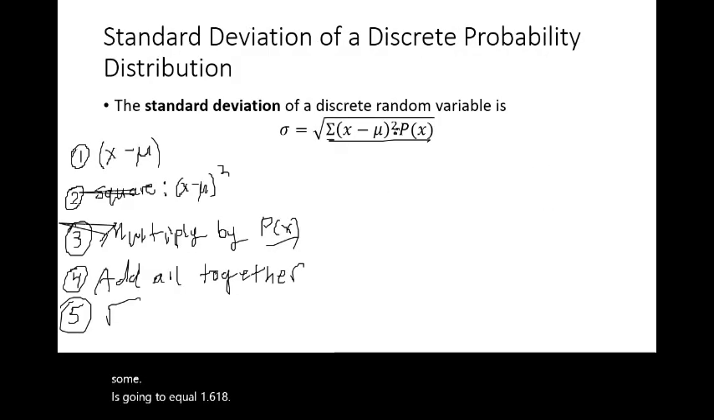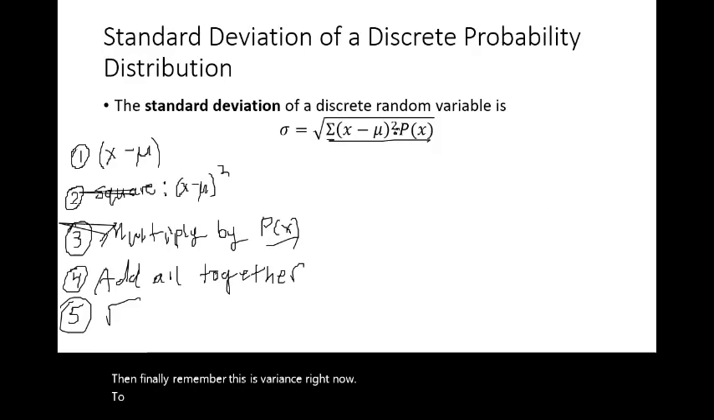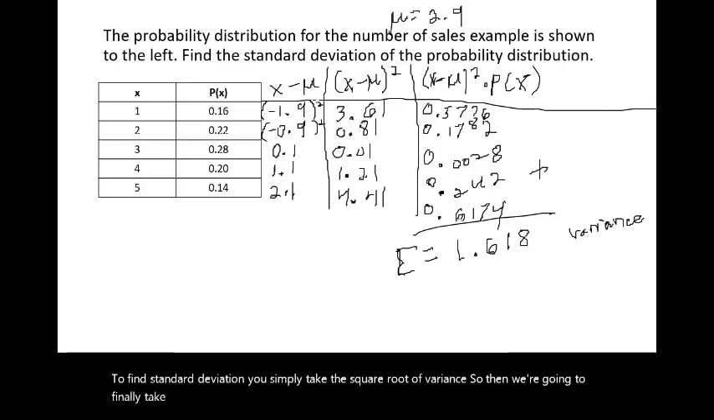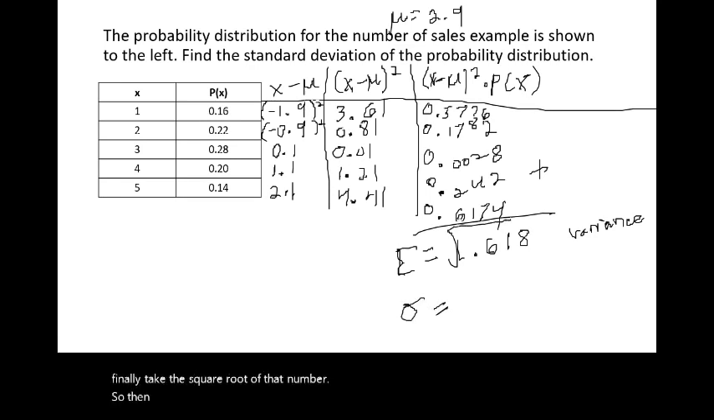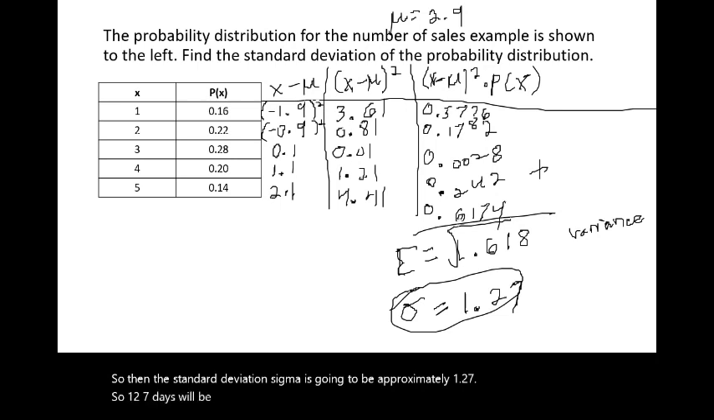Then finally, remember this is variance right now. To find standard deviation, you simply take the square root of variance. So then we're going to finally take the square root of that number. So then the standard deviation, sigma, is going to be approximately 1.27. So 1.27 days will be the standard deviation for this discrete random variable x.